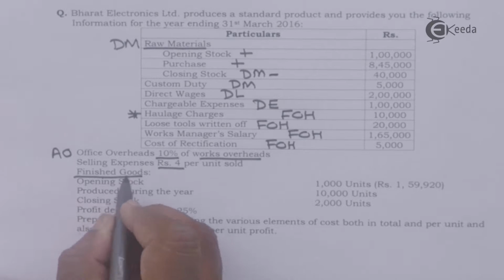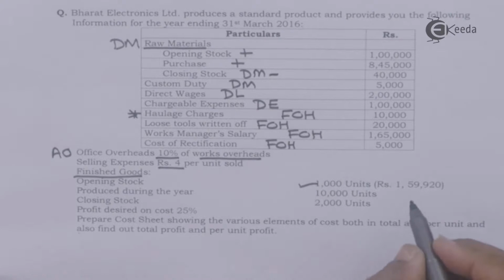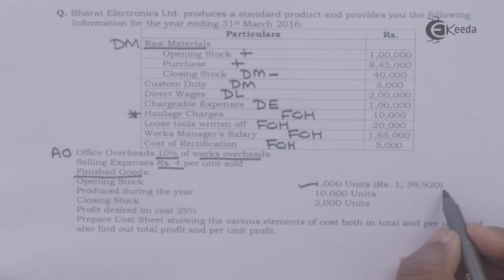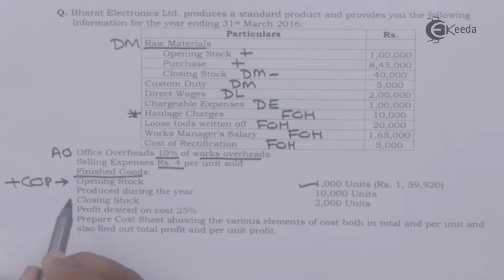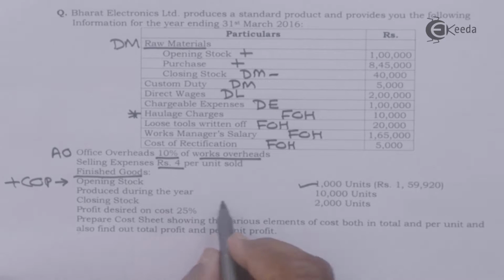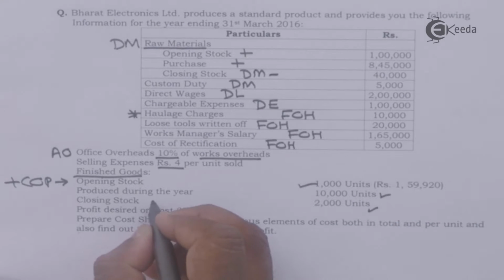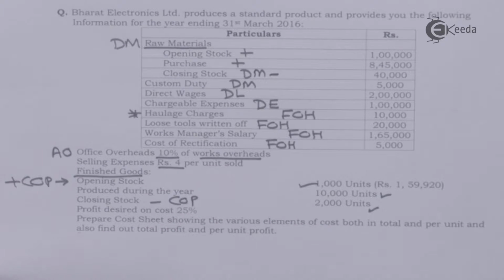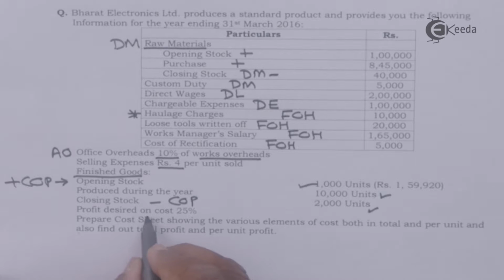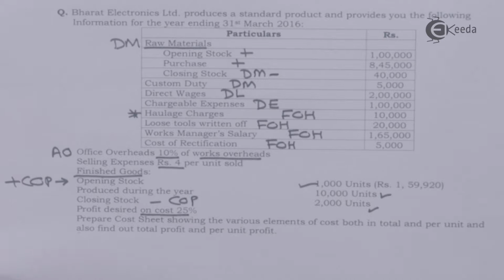Finished goods, opening stock 1000 units. Its value is given 1,59,920. This will be added to cost of production. Unit produced during the year 10,000 units. Closing stock of units 2,000 units. This will be deducted from cost of production. Profit desired on cost 25%. On cost means total cost.